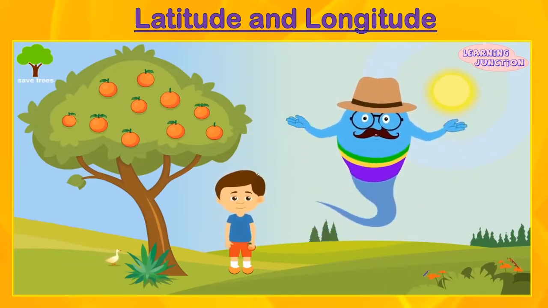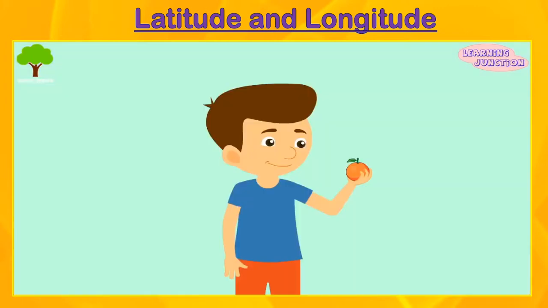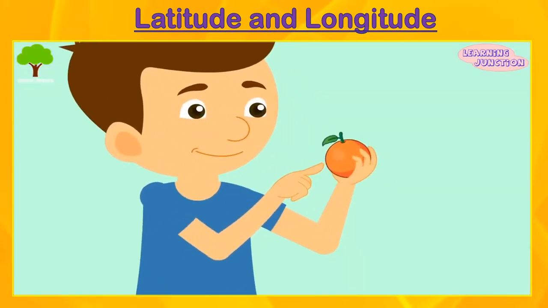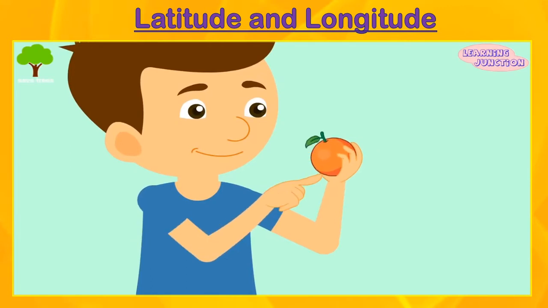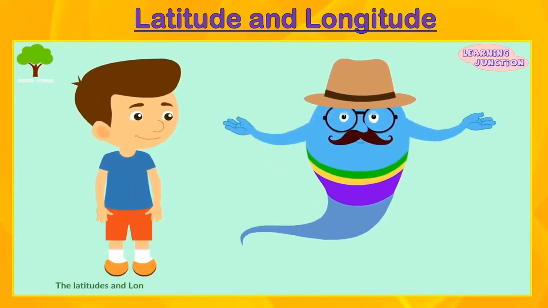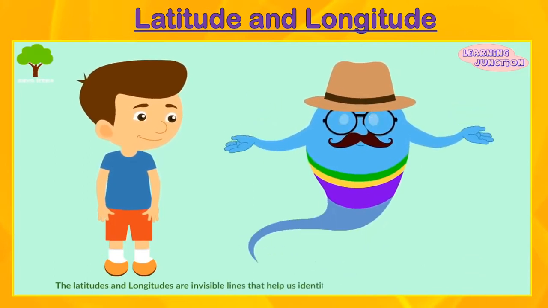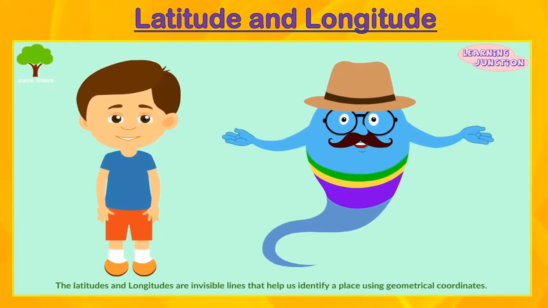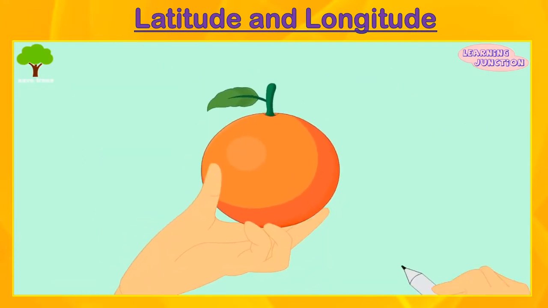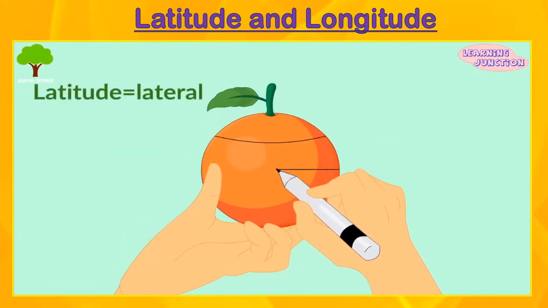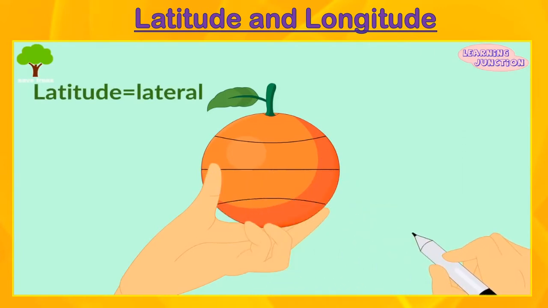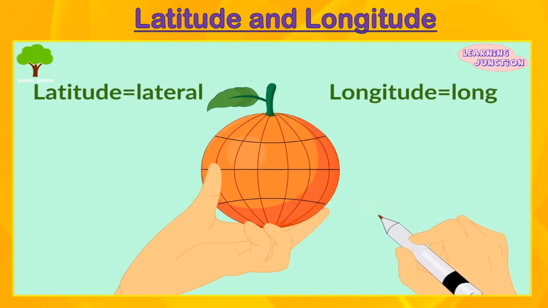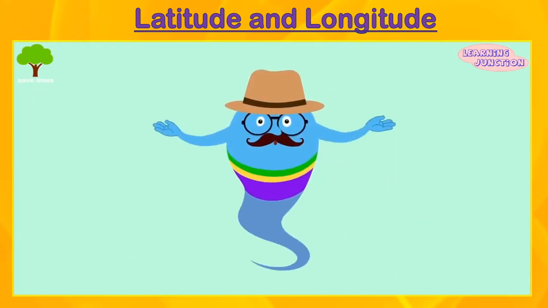Whoa, it looks so yum! Our Earth looks like an orange. It is spherical from the sides and flat at the top and bottom. The latitudes and longitudes are invisible lines that help us identify a place using geometrical coordinates. An easy way to remember the orientation is that latitudes are lateral, and longitudes are long. Let's learn about them one by one.